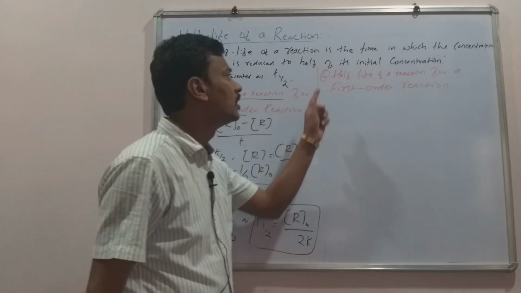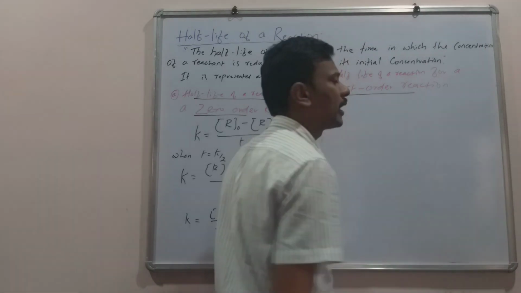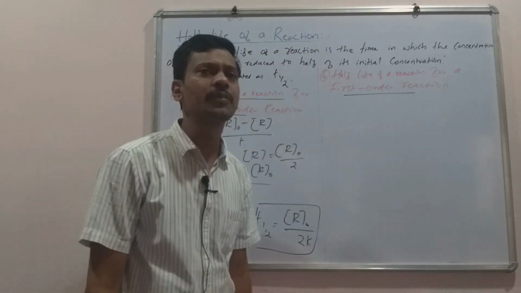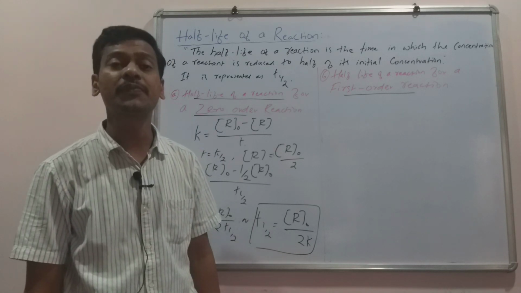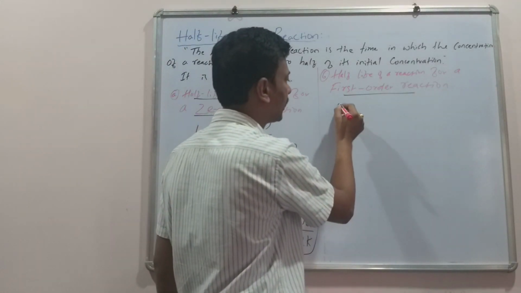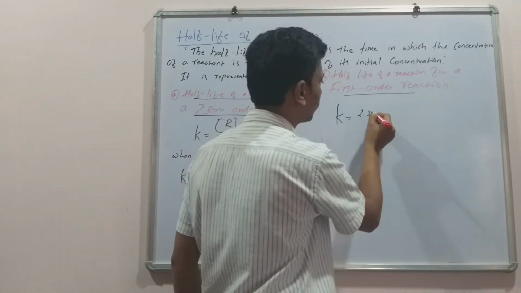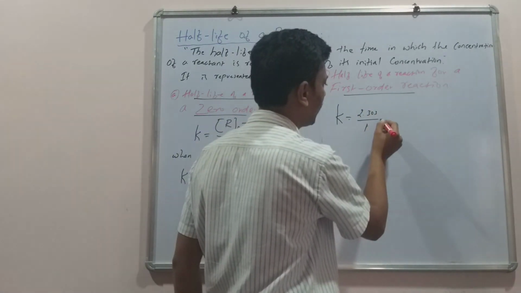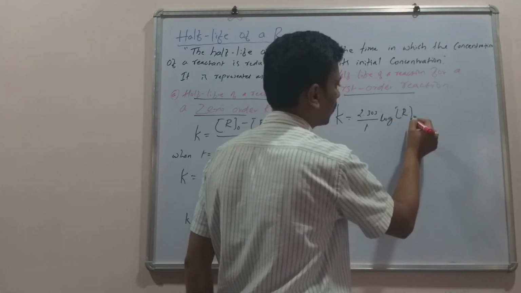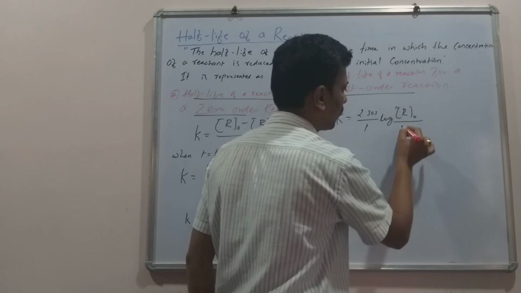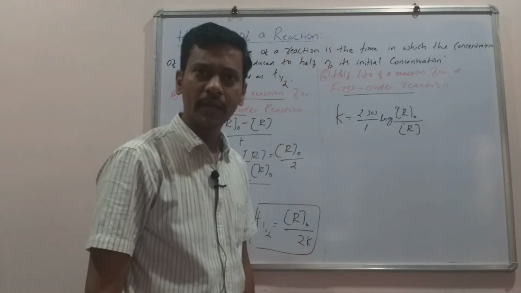Now come to the second one, half-life period of a first order reaction. For this also you know the rate constant for a first order reaction. What is the rate constant for first order reaction? Very simple. The rate constant small k is equal to 2.303 by t log of concentration of R naught, that is initial concentration, divided by concentration of the reactant at time t. Is it right?